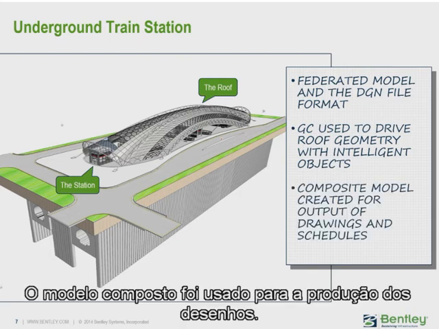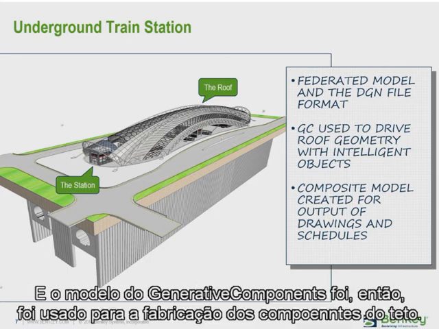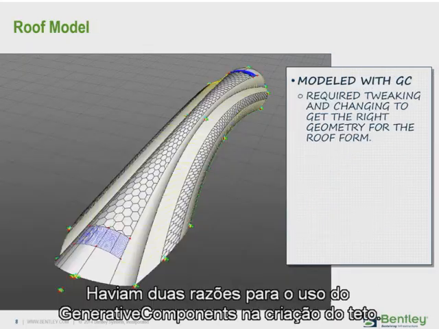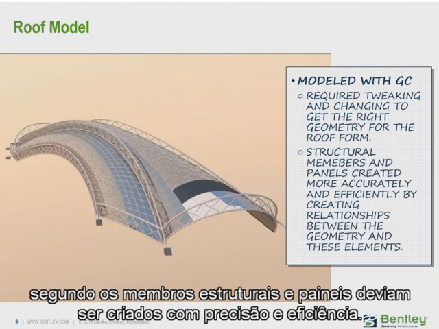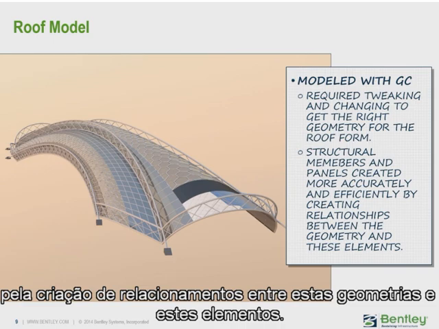The composite model is used to drive the drawing generation, and the GenerativeComponents model can then be used to drive geometrical setout and fabrication for the roof components. So there are two reasons for using GenerativeComponents to create the roof. First, the roof form required tweaking and changing in order to get the geometry just right. Secondly, the structural members and panels could be created more accurately and efficiently by creating relationships between the geometry and these elements.